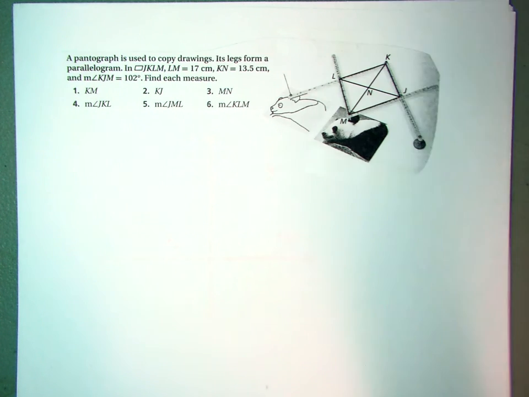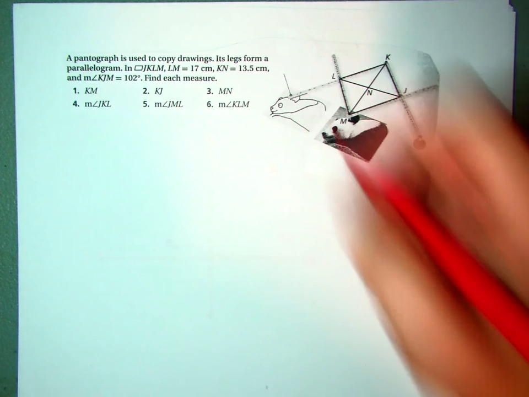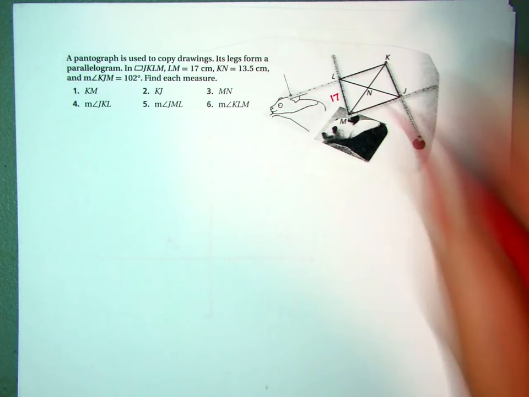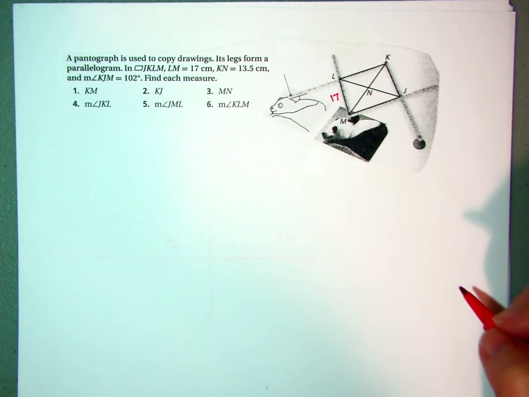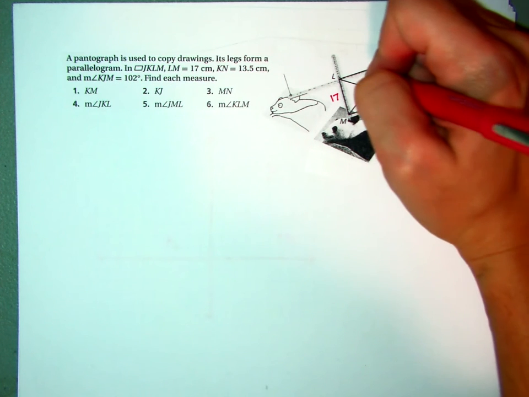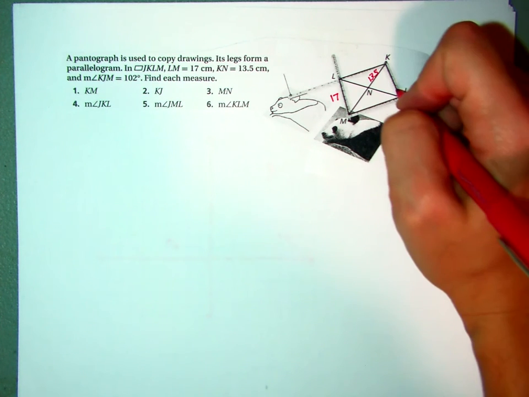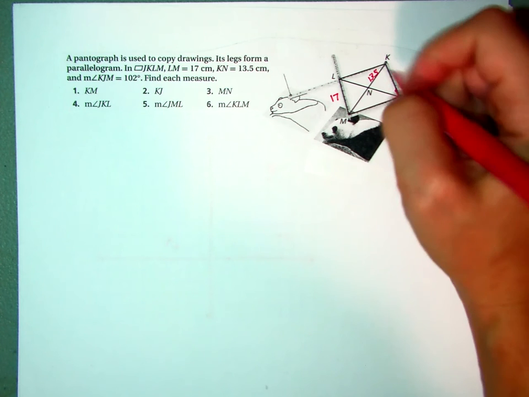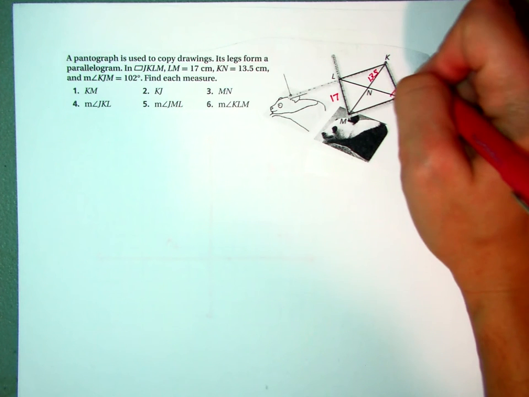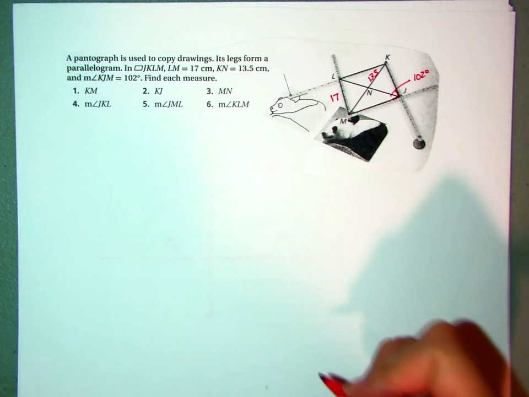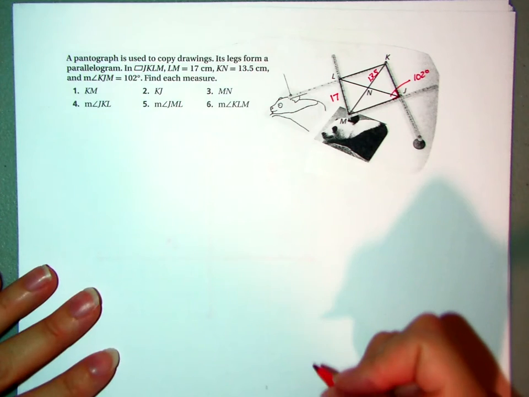A pantograph is used to copy drawings. Its legs form a parallelogram. In parallelogram JKLM, LM is 17 centimeters, KN is 13.5 centimeters, and angle KJM, so that would be this angle right here, is going to be 102 degrees. We are to find each measure.